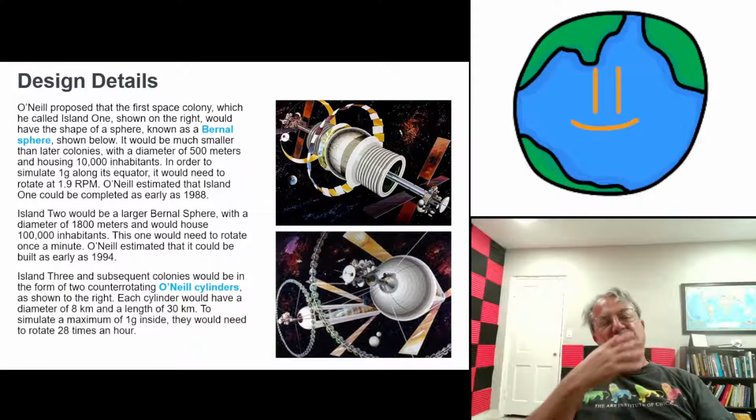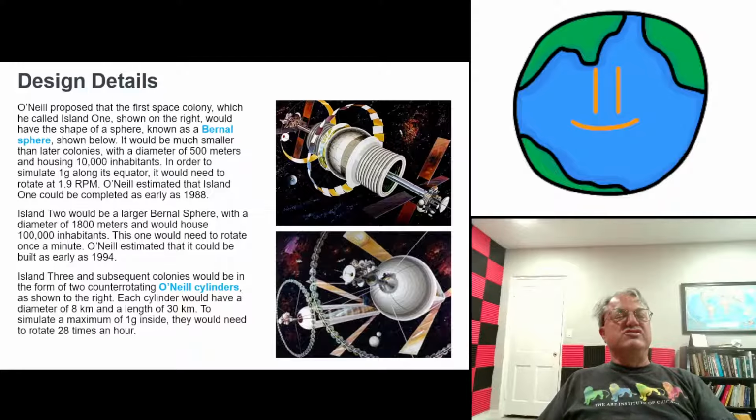I'll get into that more later. But anyway, that's what these things would look like. That's what the first two would look like, the one on the top right. But colony one would be 500 meters in diameter. Like I said, it would have to rotate 1.9 times per minute. 1.9 RPM. So I guess once every 30 seconds or so.